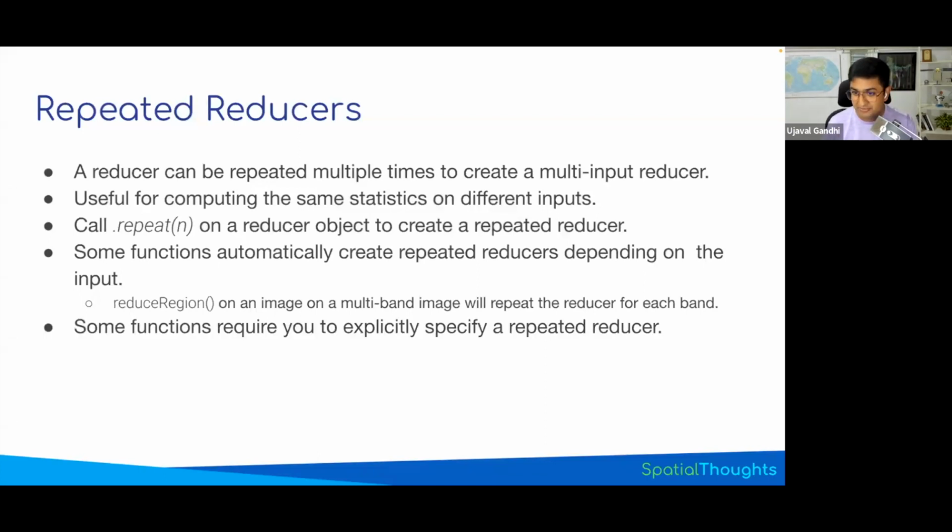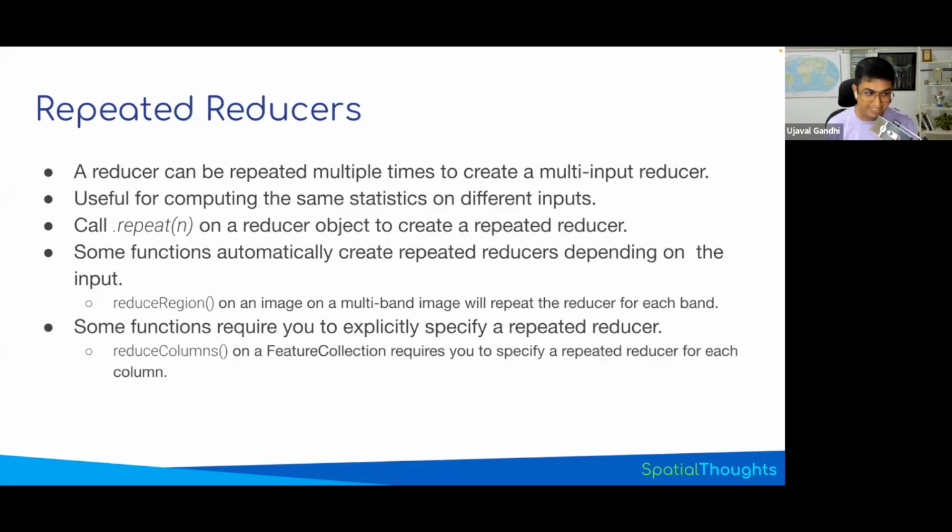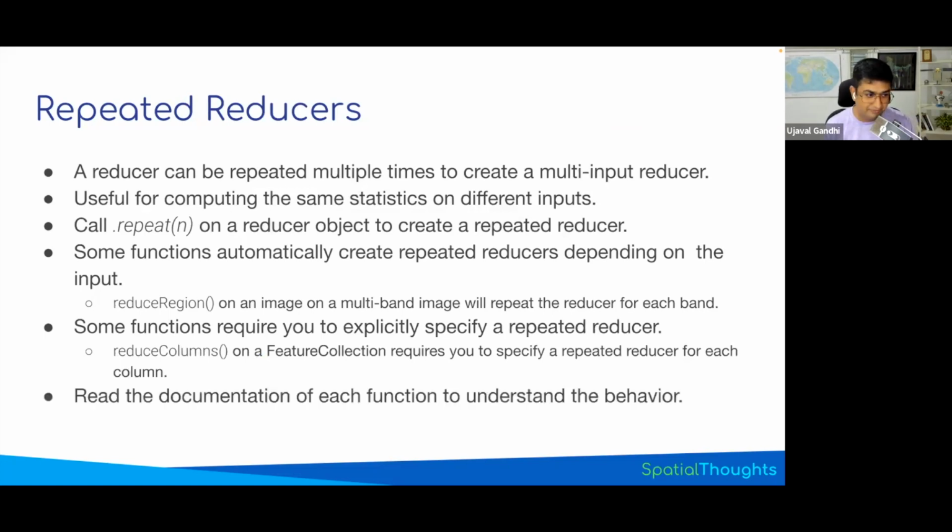So some functions will automatically repeat the reducer. Some functions won't. Some functions, if you read the documentation, they'll say you need to repeat the reducer for every different input you have. Okay? So for example, this function reduce columns will not repeat. You say, I want to compute stats on 3 columns, and you say reduce the mean, it'll fail. I have 3 inputs, and you have a reducer that takes only 1 input. So then you have to say, I'll take 1 reducer, repeat it 3 times. Okay. So make sure when you're using a function that requires a reducer, each function behaves differently. So make sure you read the documentation.